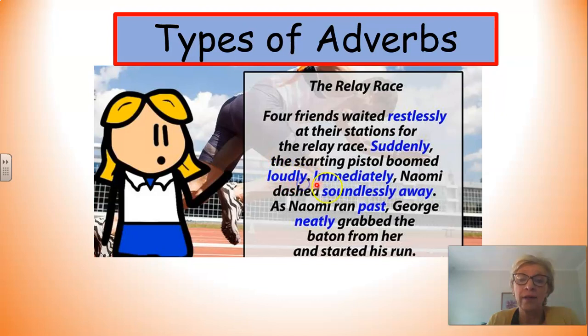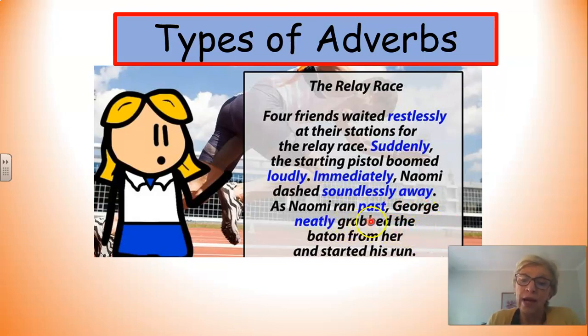It wasn't quiet. The next sentence: Immediately Naomi dashed soundlessly away. Immediately tells me when she dashed. Didn't wait for three seconds or in a while. Immediately is an adverb of time. And then soundlessly is how she dashed, without making a noise, and away is where she dashed. As Naomi ran past, George neatly grabbed the baton from her and started his run.